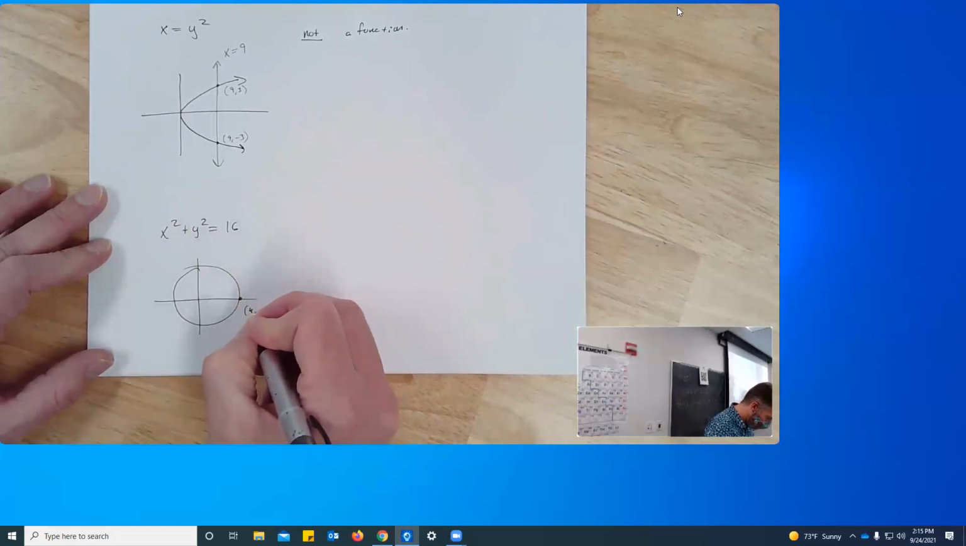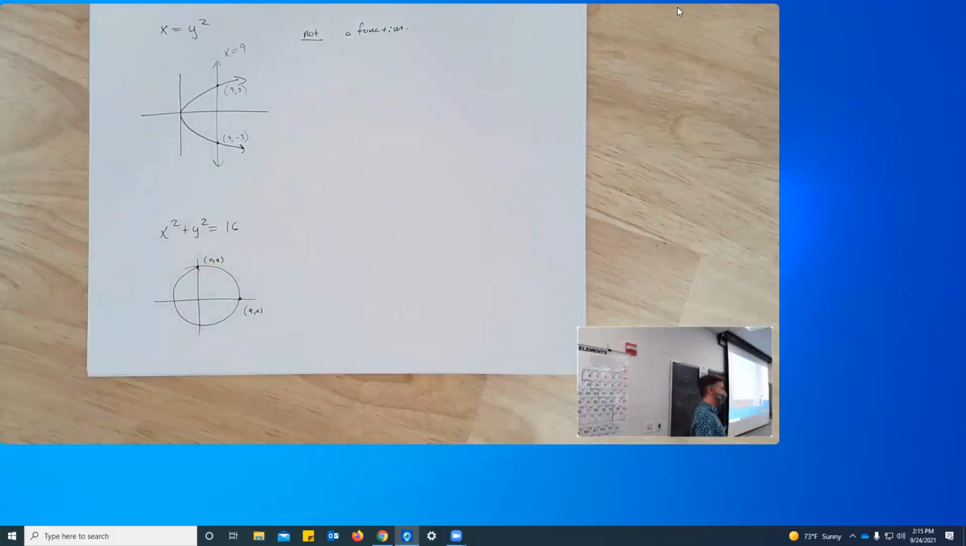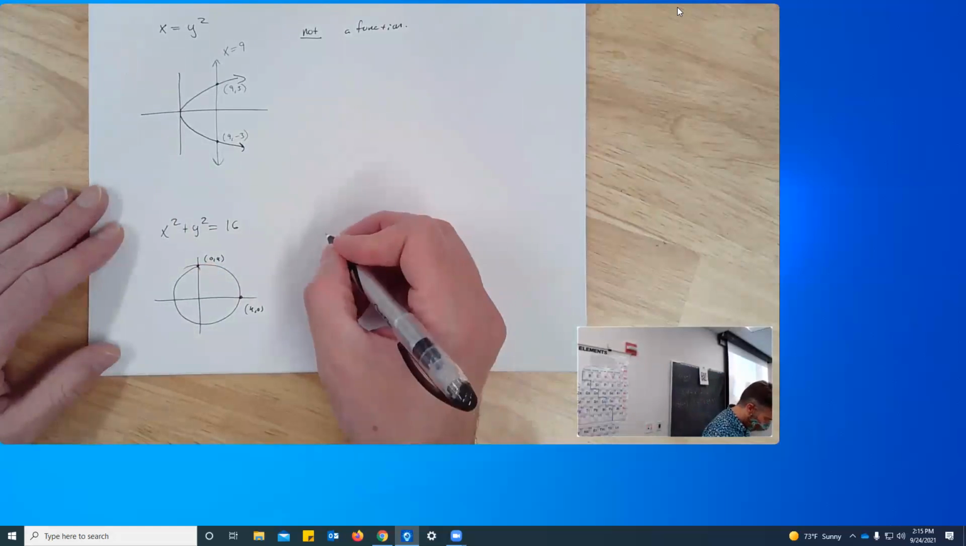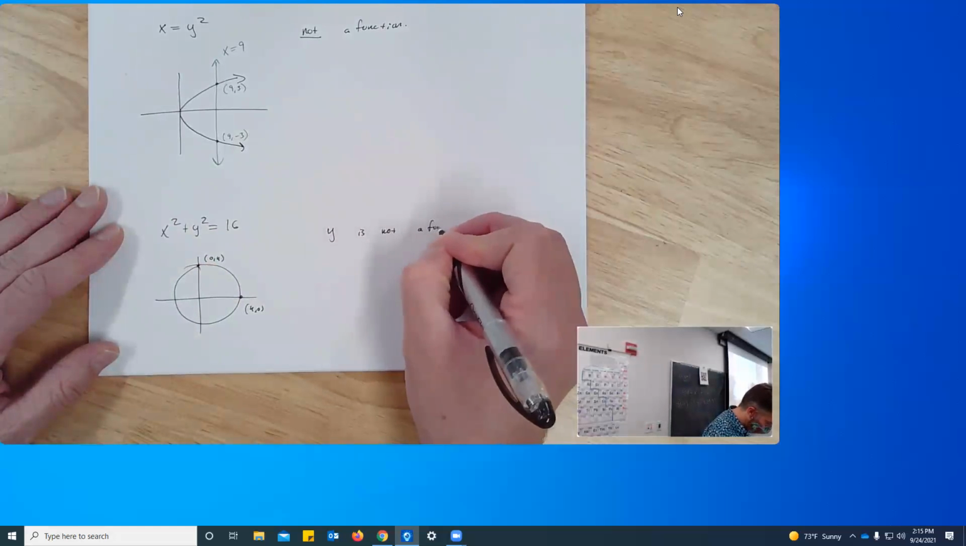Looks like that. Definitely not a function either way, right? X isn't a function of Y, and Y is not a function of X.